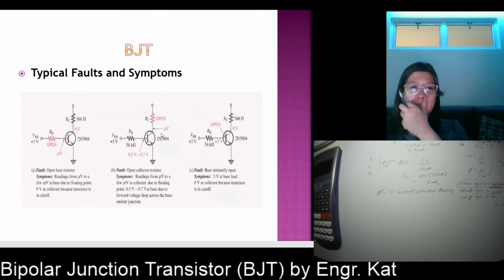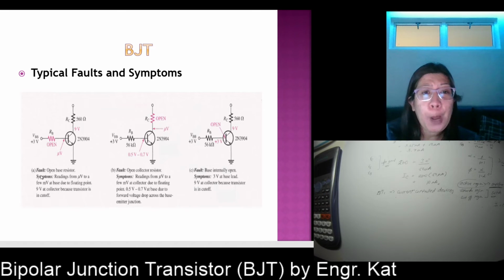So typical faults and symptoms. When your base resistor is open, what do we expect? Of course, no base current would be entering here. Since no base current will be entering, collector current must be equal to 0. Therefore, no drop across your RC. So what do we expect at the VCE? Whatever your VCC is, you can read it there. That means technically your transistor is operating at cutoff.